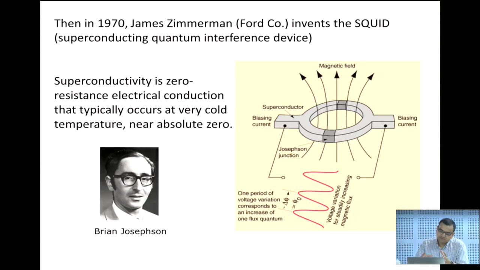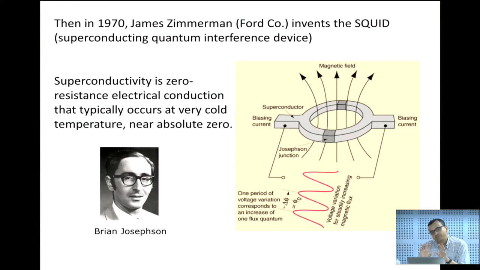Then in the 1970s, James Zimmerman from the Ford Company was one of the first to invent the SQUID. SQUID is the superconducting quantum interference device. Superconductivity is essentially close to zero resistance of electrical conduction, which typically occurs at a very, very low temperature, almost close to absolute zero. This theoretical prediction was made long before by Brian Josephson in the early 1960s. His prediction was later verified in the 1970s, so he got the Nobel Prize.